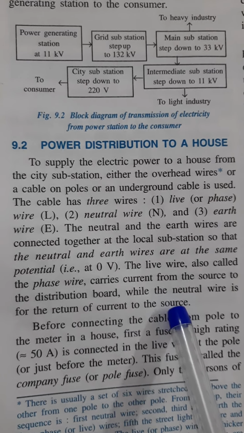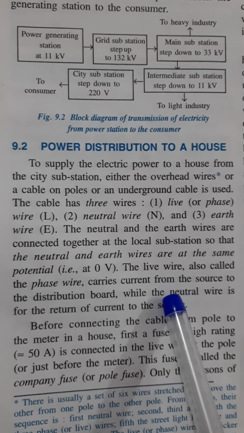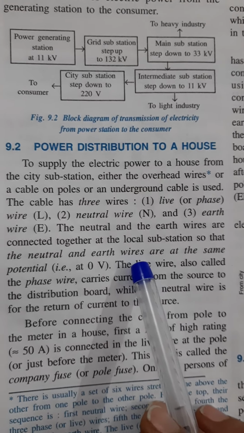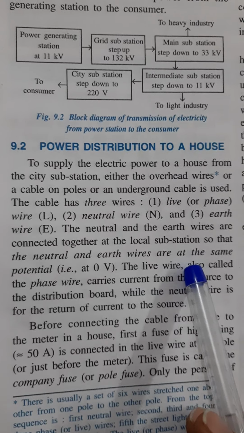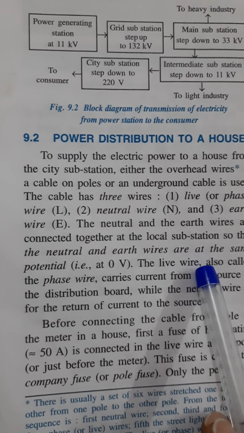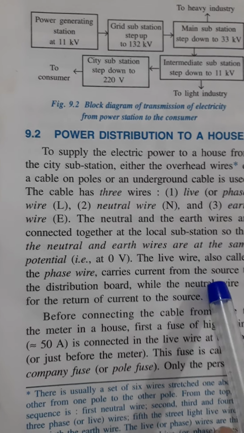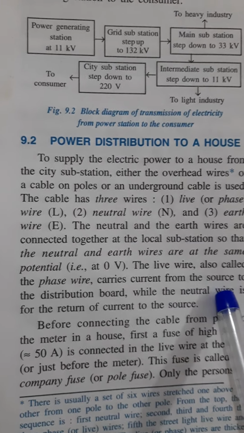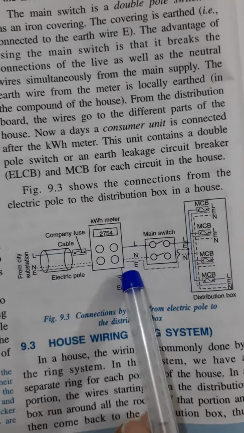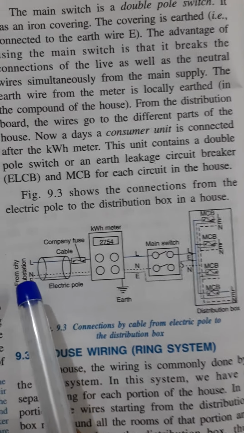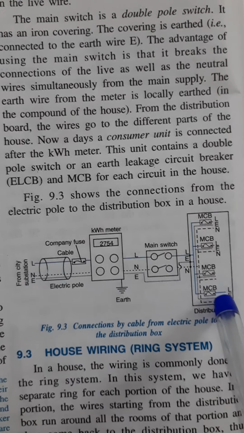When the circuit is complete, only then will current flow. So remember that through the live wire current will flow in the forward direction, whereas the circuit is completed through the neutral wire, where current will return. Now from this diagram I will explain how electricity reaches our house from the main power supply.